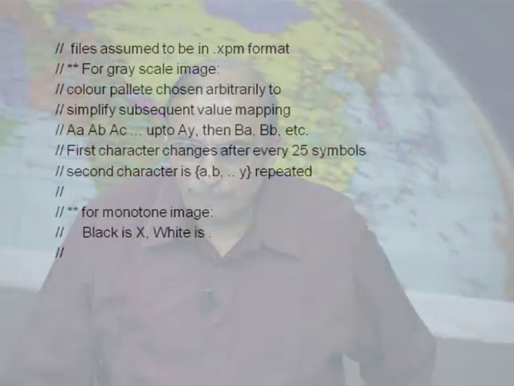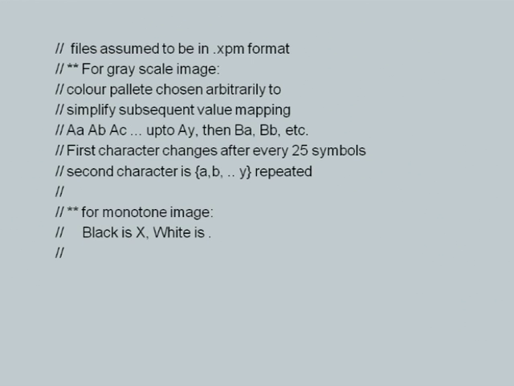Second, for the output file, I decide that I have a monotone image with only two colors, so I will represent white by a dot and black by X, something that we saw very briefly in the representation of a dot image. So generating and representing a monotone image is far simpler.